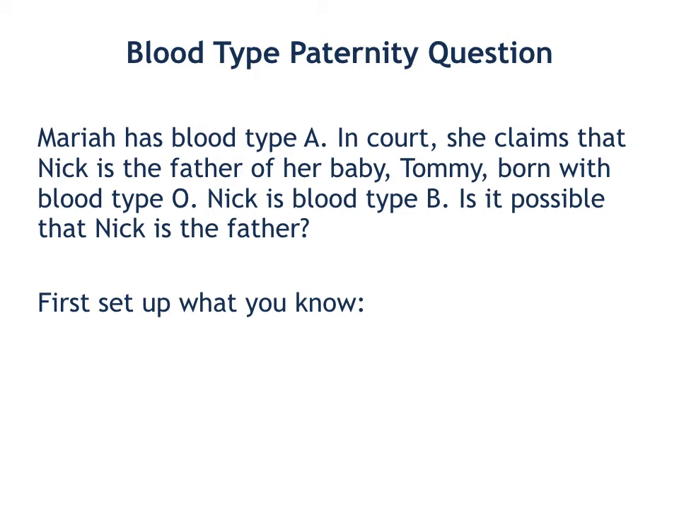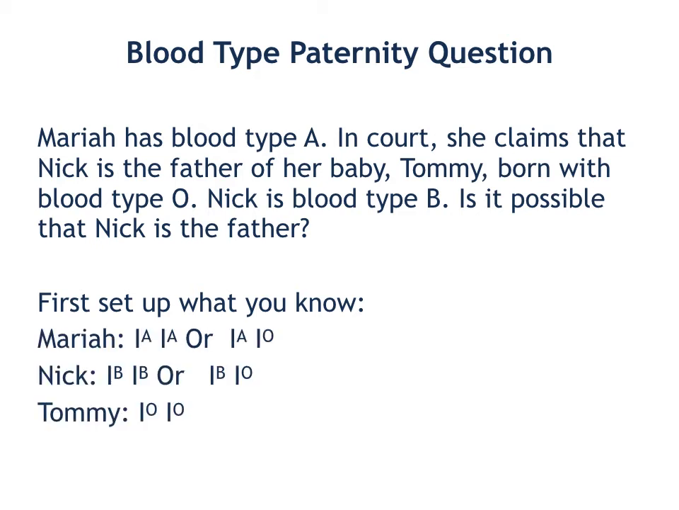So first you have to set up what you know. Mariah is blood type A, so she can be either IAIA or IAIO. Nick is blood type B, so he can be either IBIB or IBIO. Tommy, the baby, is blood type O, so he's totally recessive and can only have IO alleles.